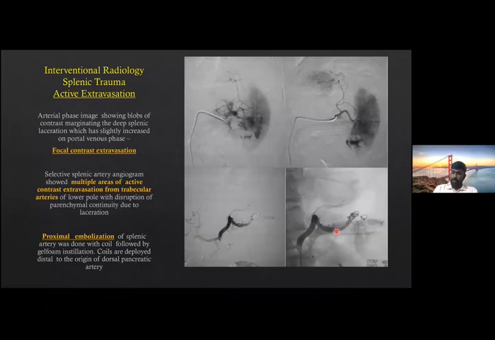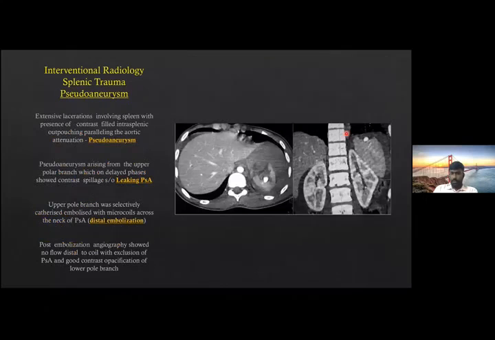So again, the coils are usually placed after the takeoff of the dorsal pancreatic artery and before the origin of the arteria pancreatica magna. So this forms a collateral circulation which can perfuse the splenic parenchyma. However, in cases of pseudoaneurysm, this will not suffice because this pseudoaneurysm can rupture at any point of time.